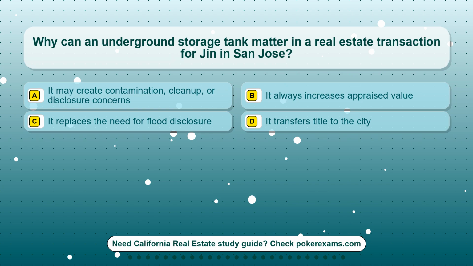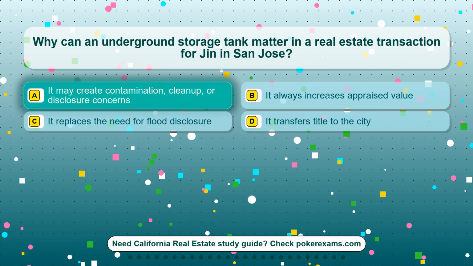Question 16. Why can an underground storage tank matter in a real estate transaction for Jean in San Jose? Option A, it may create contamination, cleanup, or disclosure concerns. Option B, it always increases appraised value. Option C, it replaces the need for flood disclosure. Option D, it transfers title to the city.